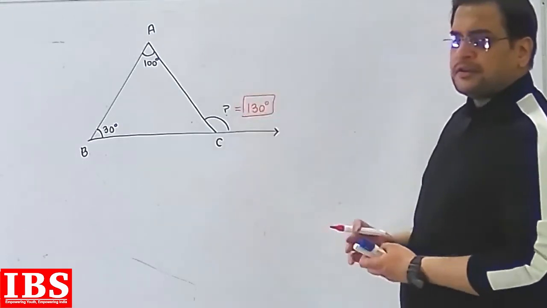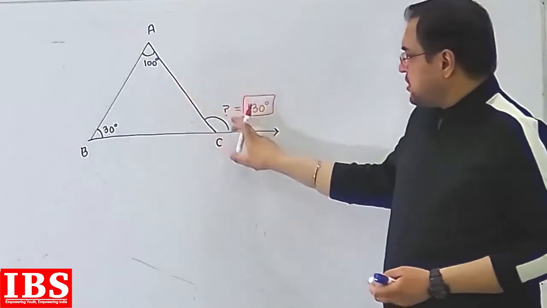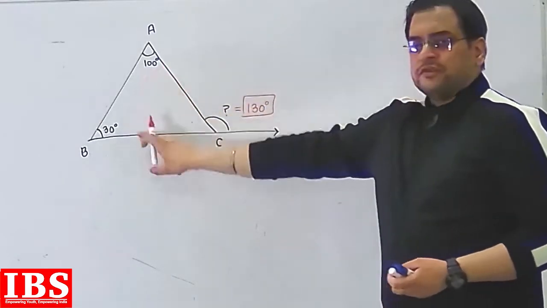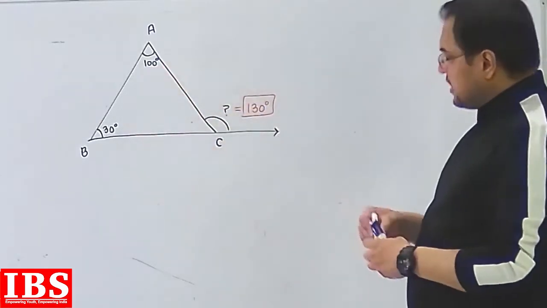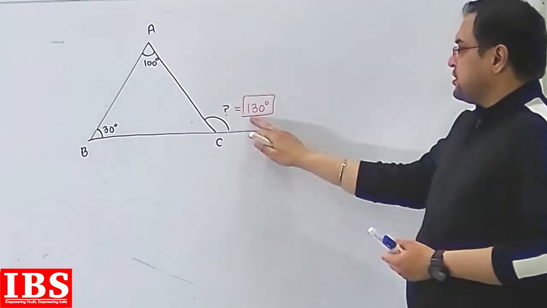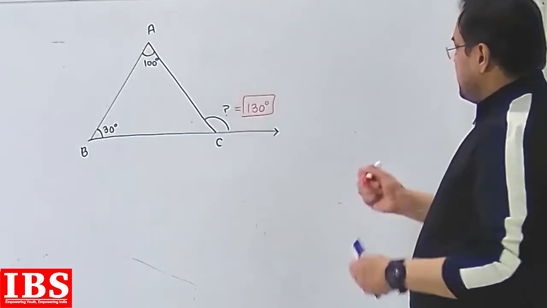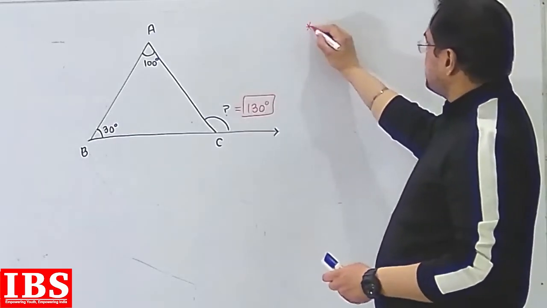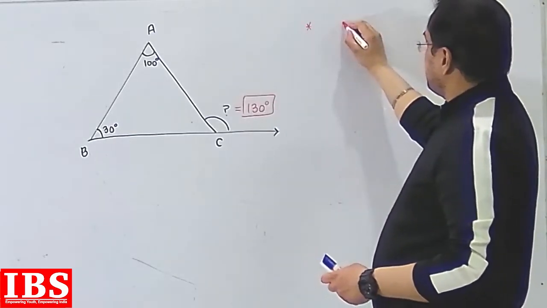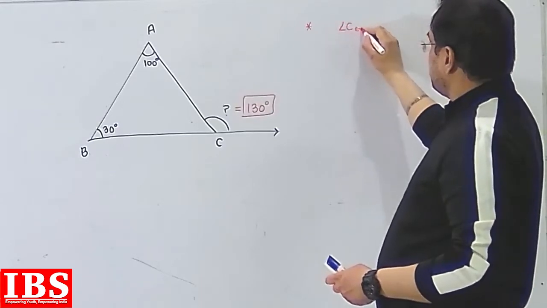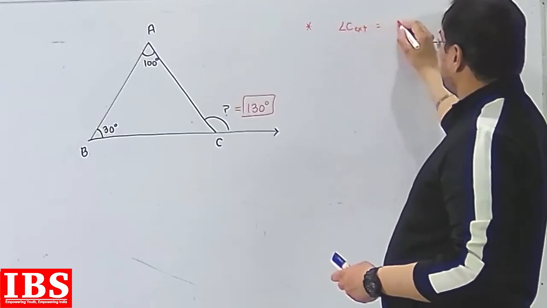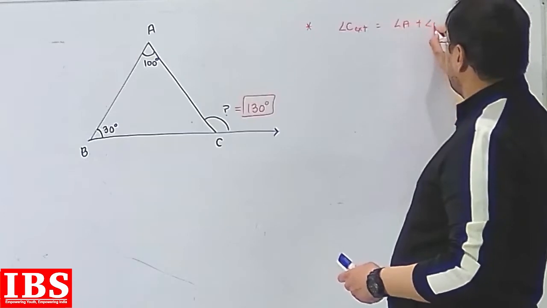So directly we can see that this question mark will be equal to the sum of these angles, but we need to analyze how this 130 degrees comes up. Okay, so let us see. The property that is used is that we need to find the external angle C, and this is equal to angle A plus angle B.